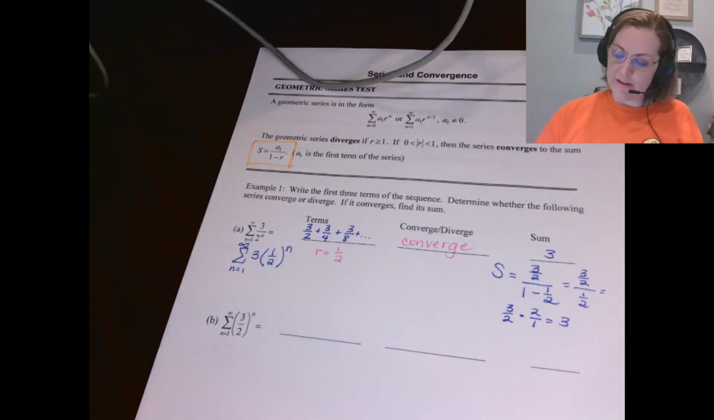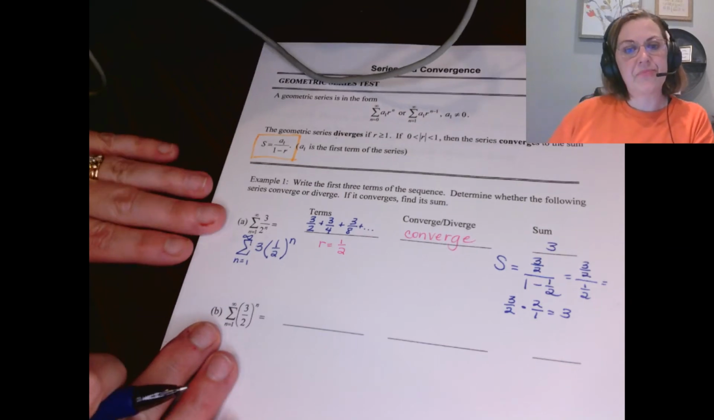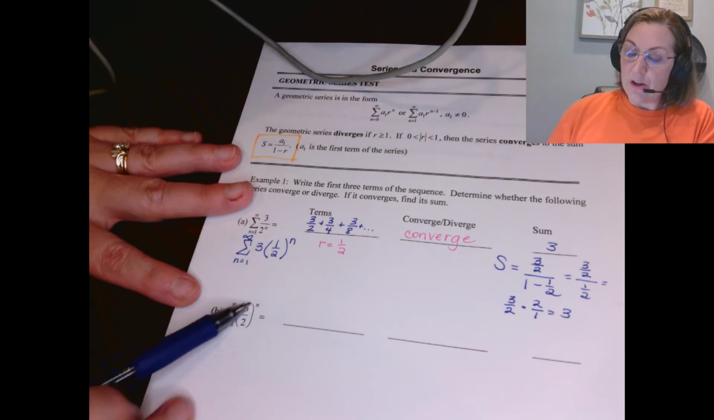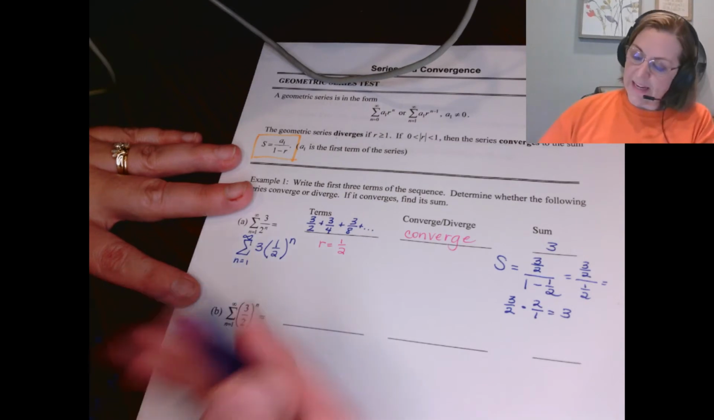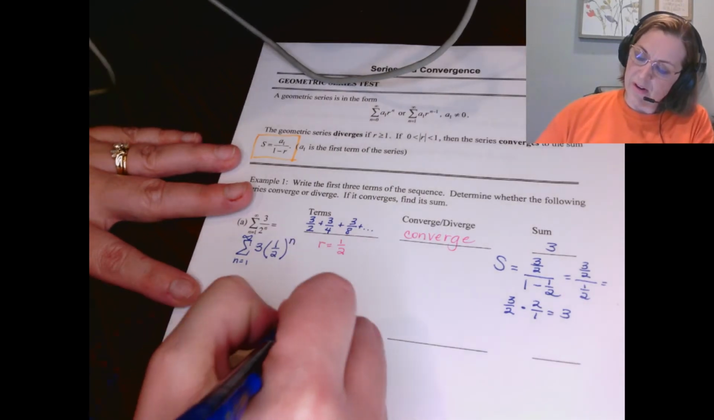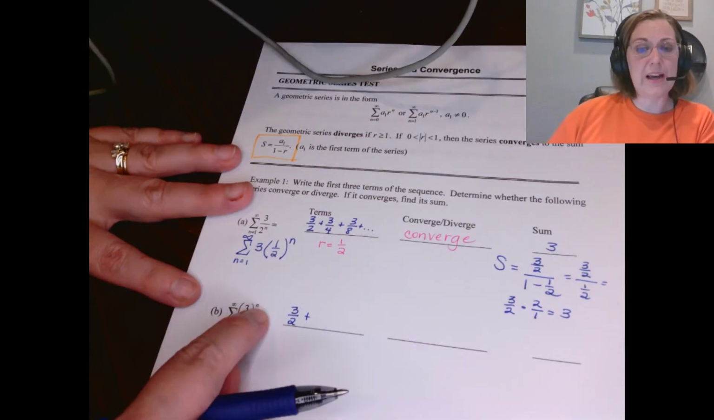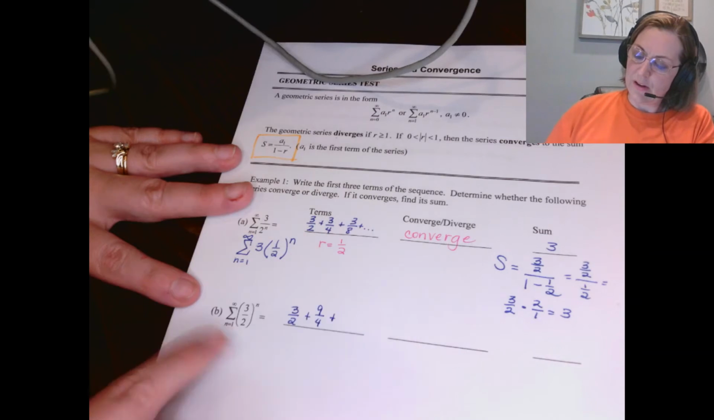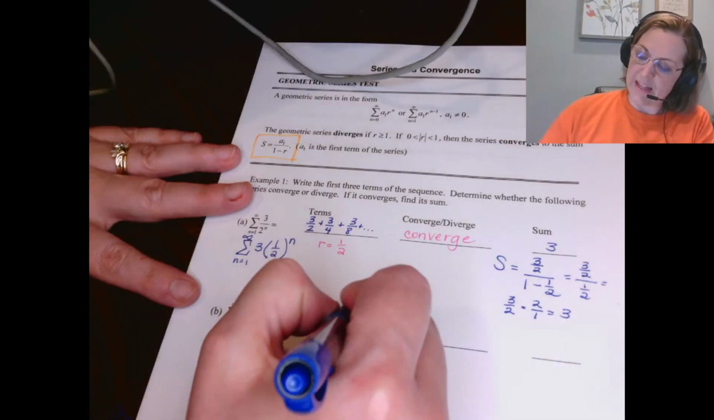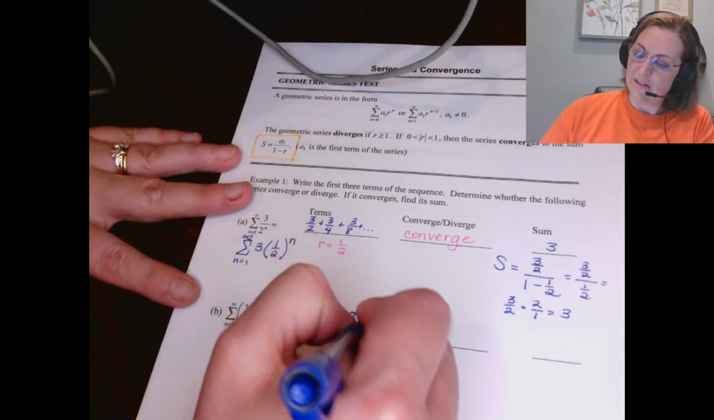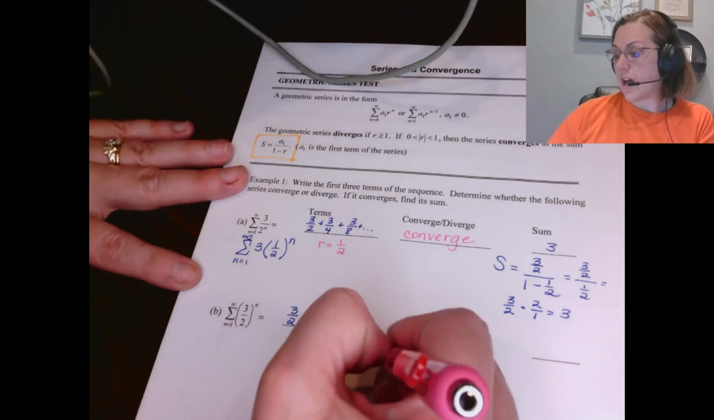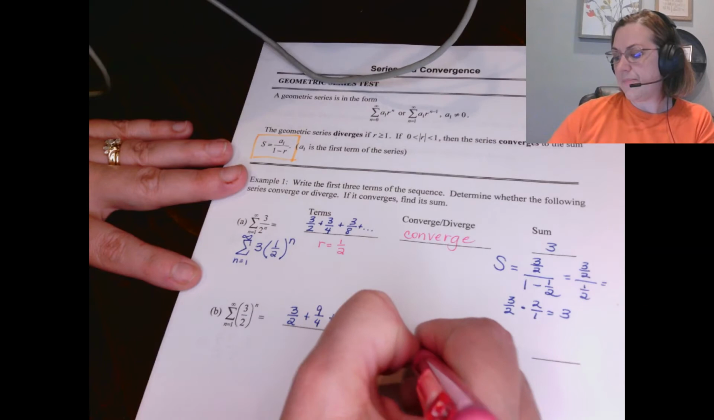All right, so look at B then. Okay, similar series. But in this one, notice that if n is 1, I get 3/2. If n is 2, I get 3/2 squared. That's 9/4. If n is 3, I get 27/8. Okay, so now can you pick out R? R, the common ratio, is actually 3/2 here.